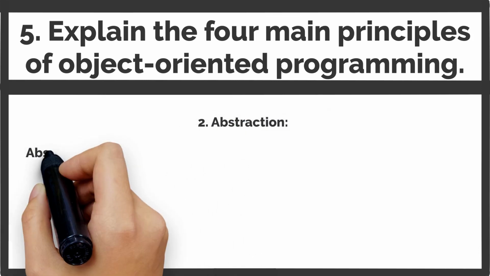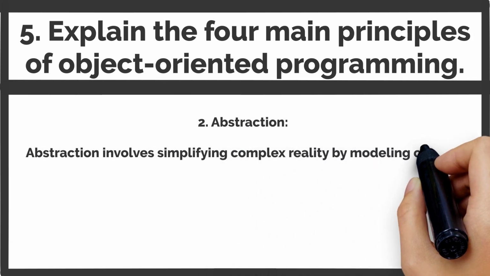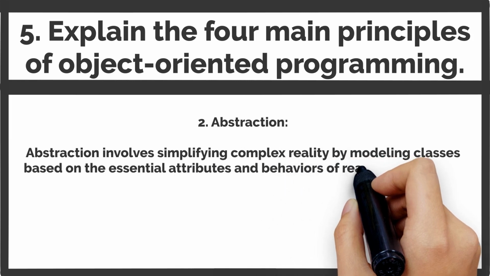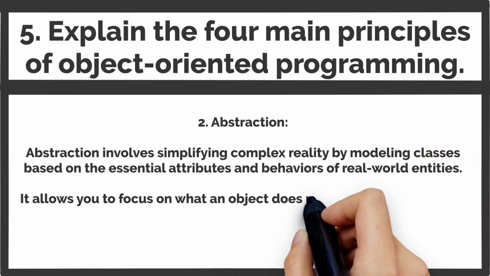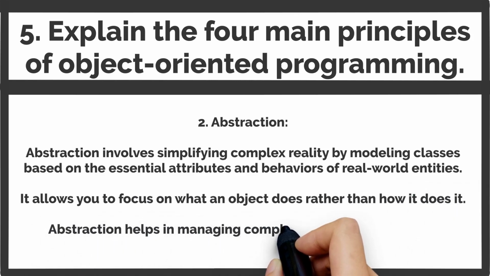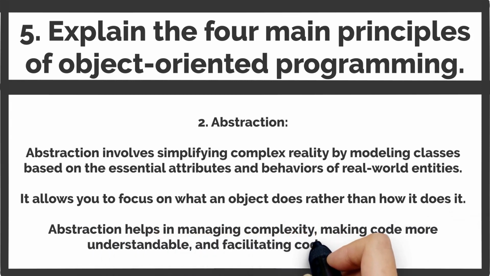2. Abstraction. Abstraction involves simplifying complex reality by modeling classes based on the essential attributes and behaviors of real-world entities. It allows you to focus on what an object does rather than how it does it. Abstraction helps in managing complexity, making code more understandable, and facilitating code reusability.